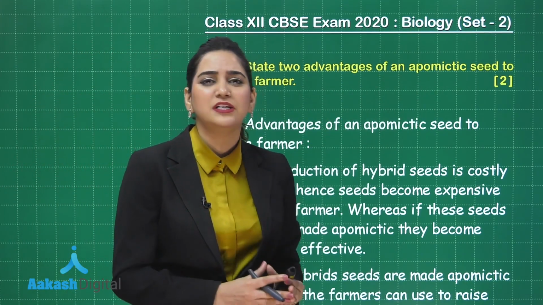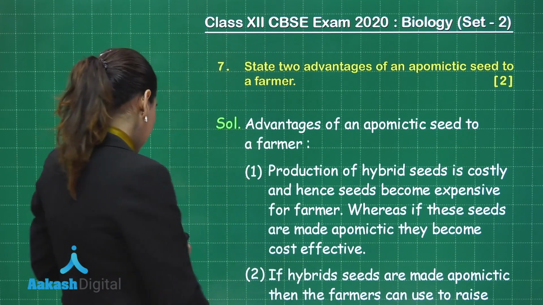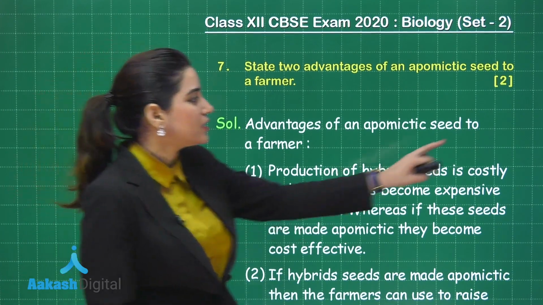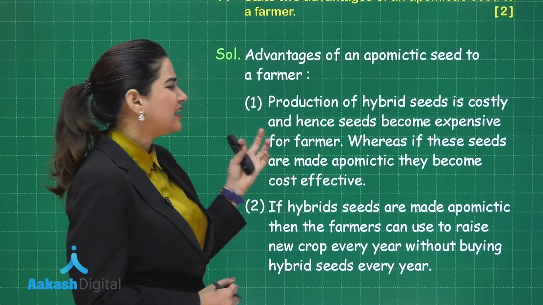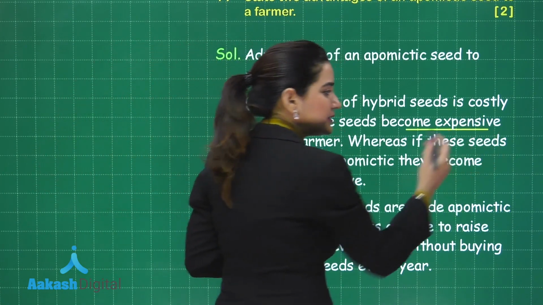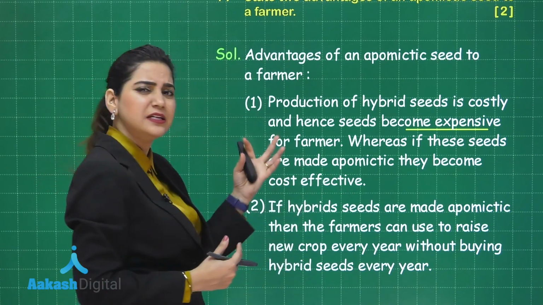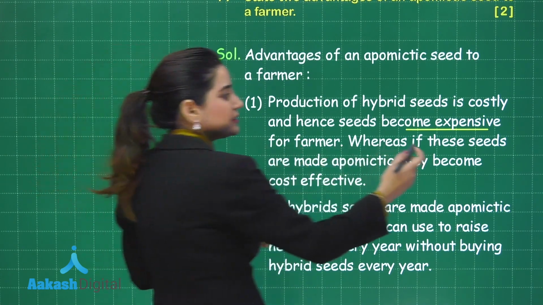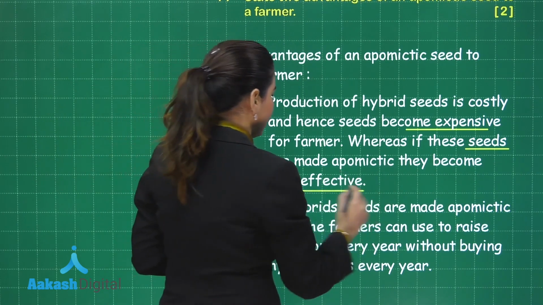Apomictic seed वो seeds होते हैं which are formed without fertilization. So let's see the advantages. Number 1 advantage is that production of hybrid seeds जो हम hybridization से बनाते हैं, that is costly and hence seed become more expensive. The process is a little bit more complicated and the hybrid seeds are a little bit more expensive for farmer. But whereas if I choose these seeds, the apomictic seeds, they become cost effective.